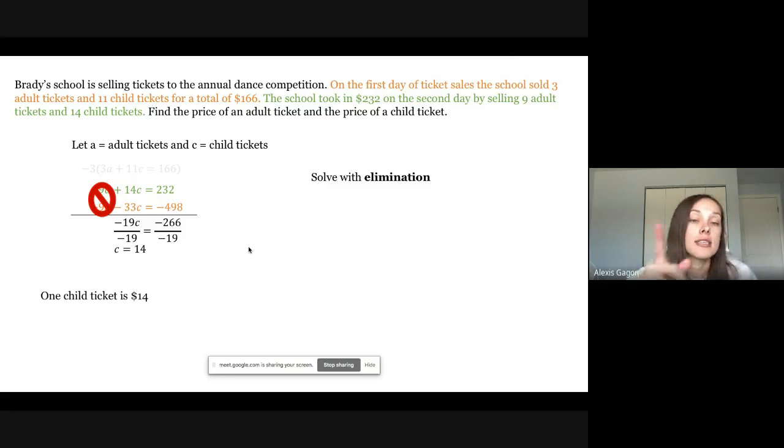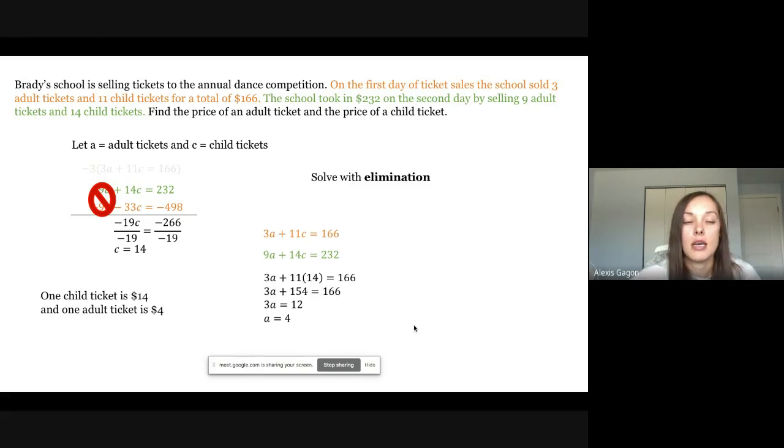So 1 child ticket is $14. Then we can solve the adult tickets. Doesn't matter which one we plug this into. I'm just going to use that top equation. So 3A plus 11 times 14 is 166. So that's 3A plus 154 equals 166. Subtract that 154, you get 12. Divide by 3, you get 4.